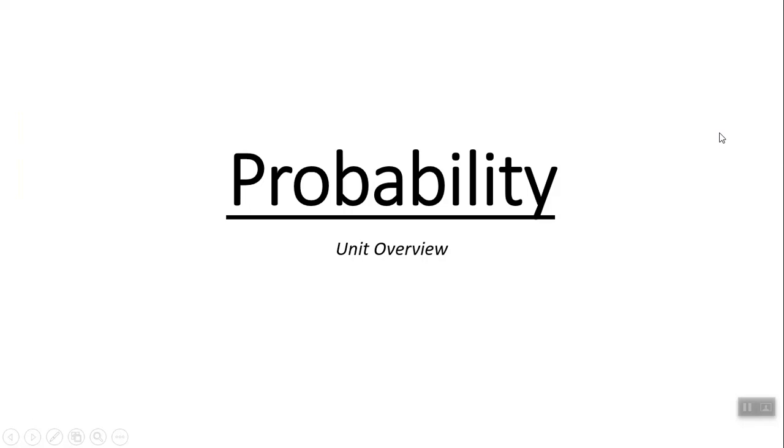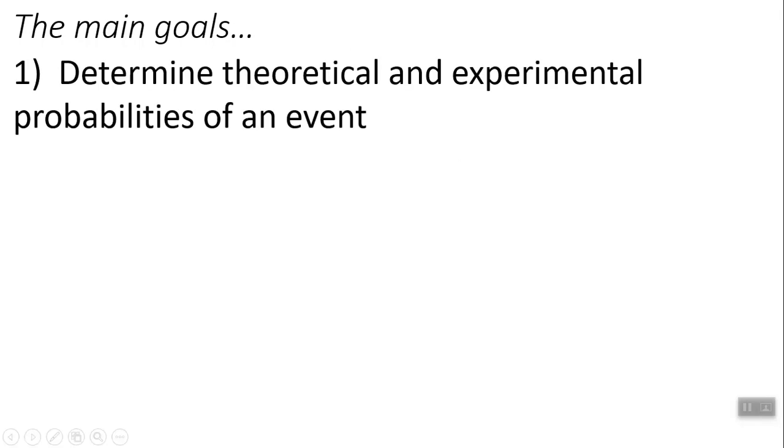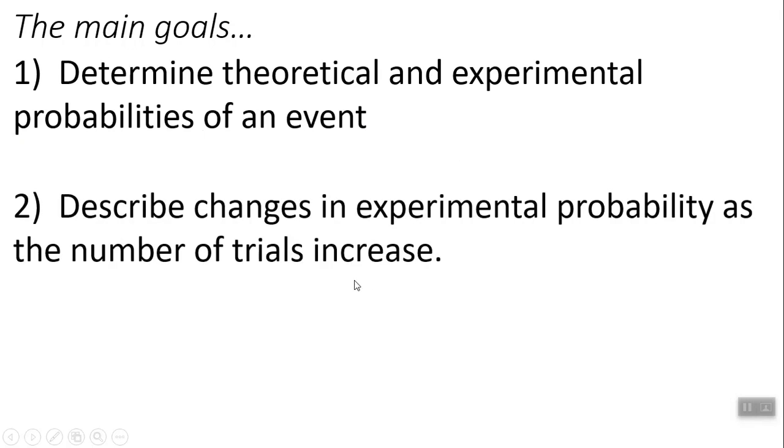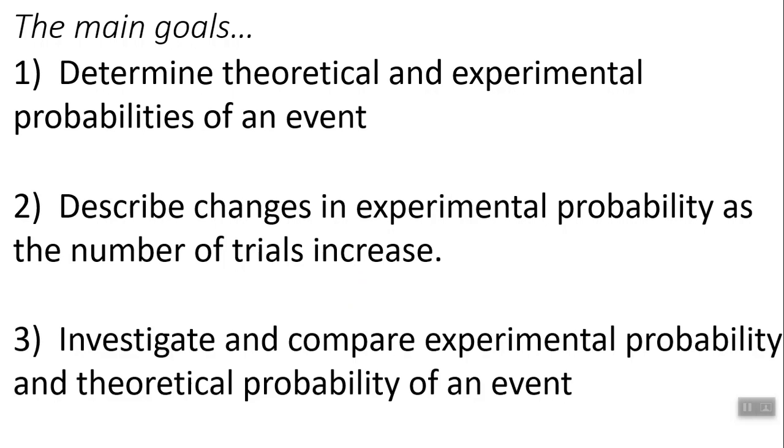Alright, this video is going to be a very fast overview of the probability unit. Here we go. The main goals are to determine theoretical and experimental probability of an event, to describe changes in experimental probability as the number of trials increase, and third, to investigate and compare experimental probability and theoretical probability of an event. It sounds like a lot, but we've been doing it all year.